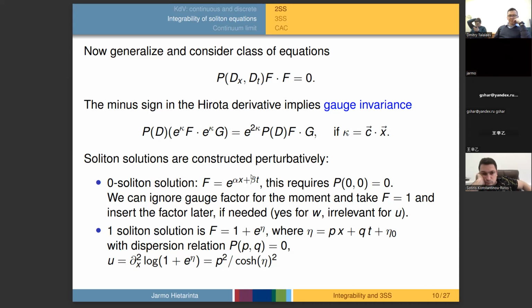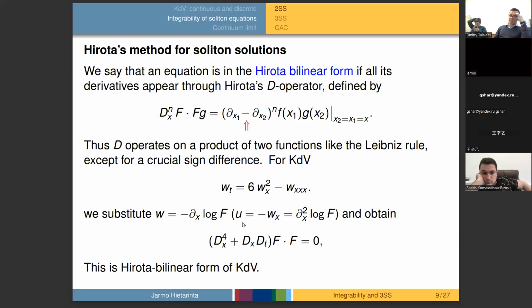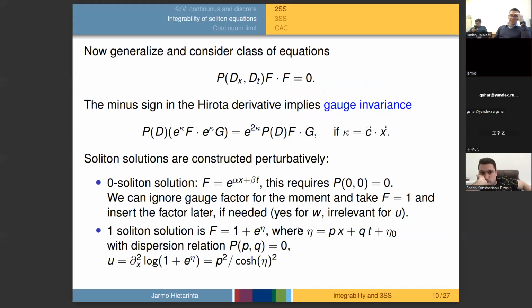And this, if you remember, for u, there's a second derivative of log f. This will kill the phase factor, but this will not kill the phase factor, but gives a constant. So for convenience, I will just take f is 1 here, and we can add the phase factor later if relevant.